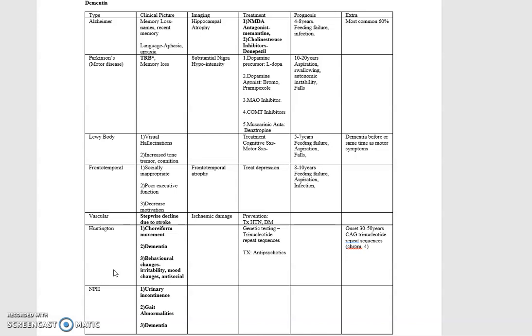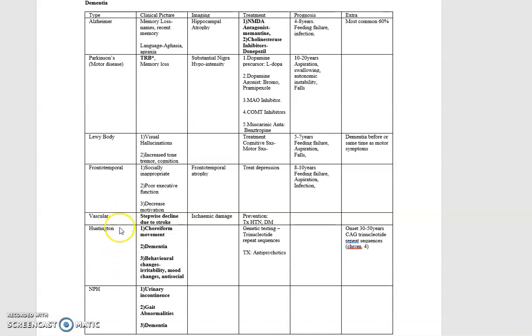So, what are the causes of dementia? Based on the causes of dementia, I've tried to divide dementia into the following groups. We have Alzheimer's dementia, Parkinson's disease, Lewy body dementia, frontotemporal dementia, vascular dementia, Huntington's disease, and normal pressure hydrocephalus.